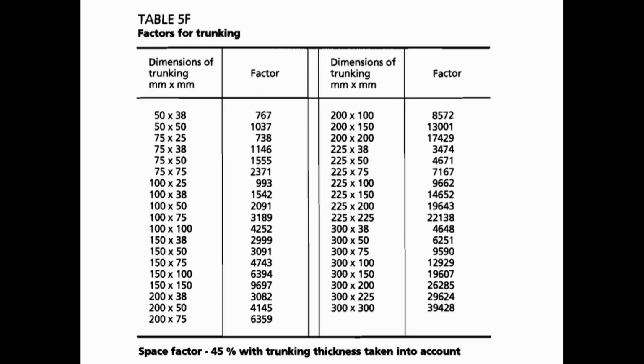Therefore, from Table 5F in Appendix 5 of the Guidebook, find a trunk size with a capacity factor equal to or greater than this value. As a result, a 150 x 50 trunk with a capacity factor of 3091 is the suitable size, ensuring that the selected circuits can be accommodated while keeping the total wire space factor within 45% of the trunk's net size.